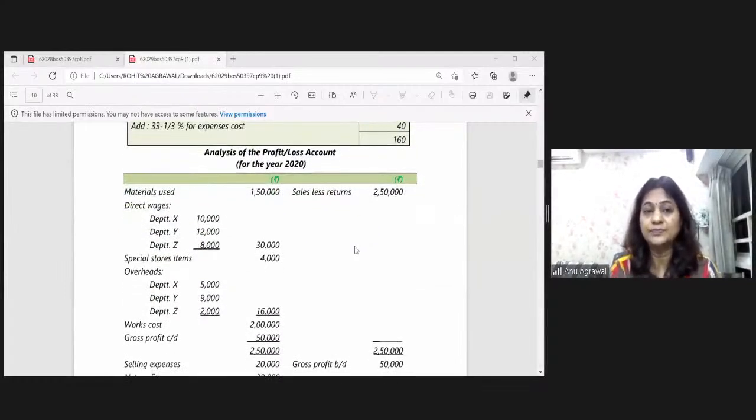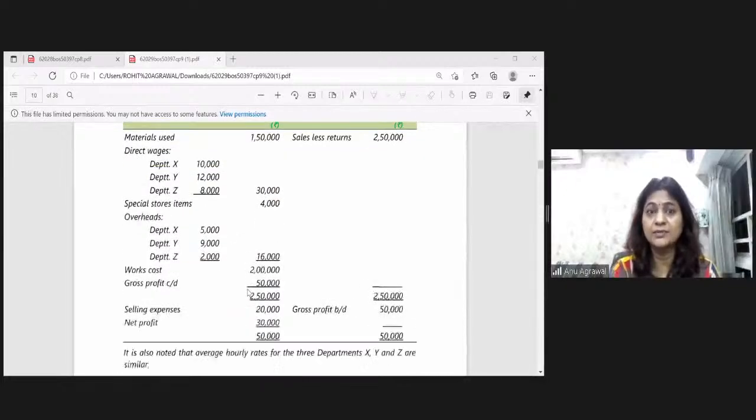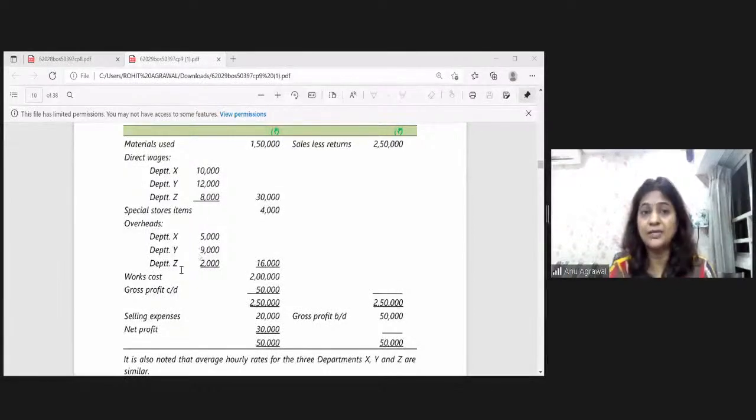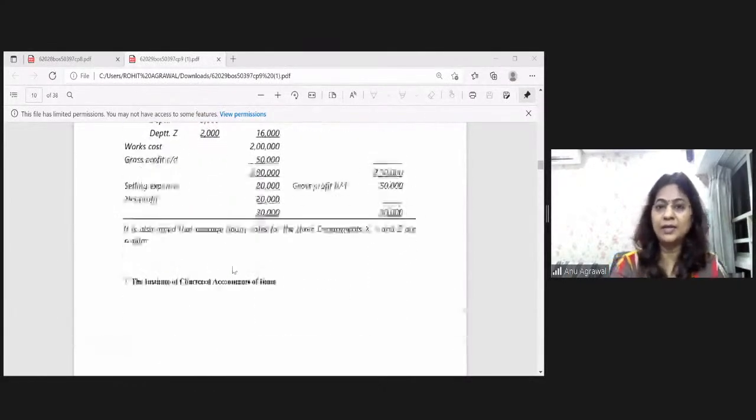I can do one thing. I can do it as a percentage of direct wages. Nothing else is given to me. So if 5,000 is the overhead and 10,000 is the direct wages, that means 50% of the direct wages is the overheads absorbed in X department. Similarly, I can do it for Y, and similarly for Z. Once I determine a method, I can absorb the overheads.